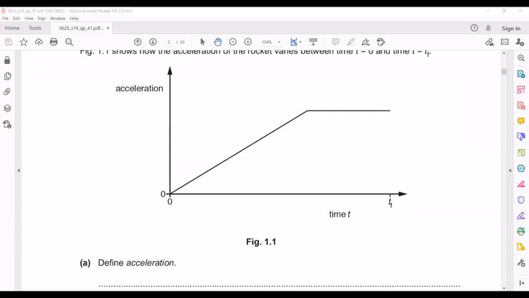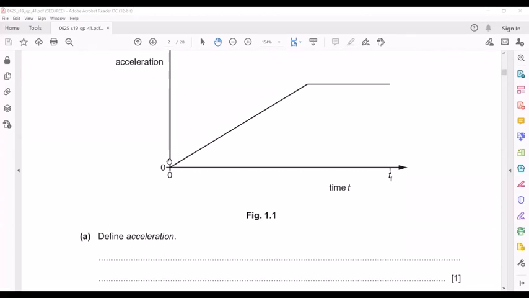Define acceleration. So definition of acceleration, it is a rate of change of velocity or change in velocity in unit time. You can write the formula, but better write in words that the change in velocity per unit time. Formula is also acceptable, like v minus u over t.